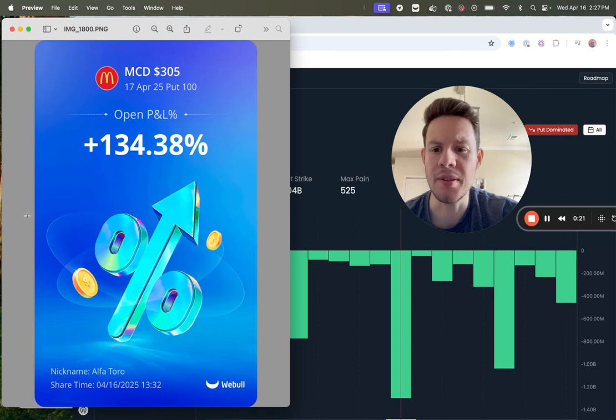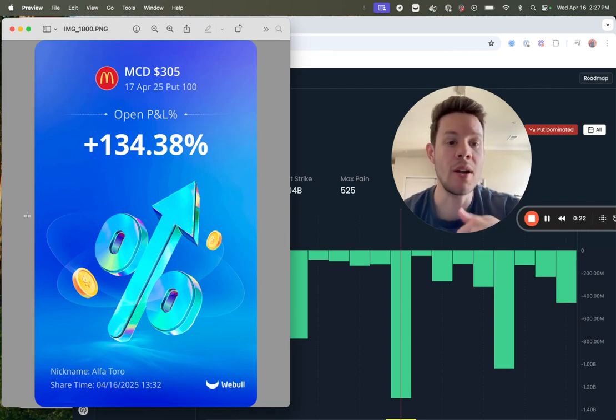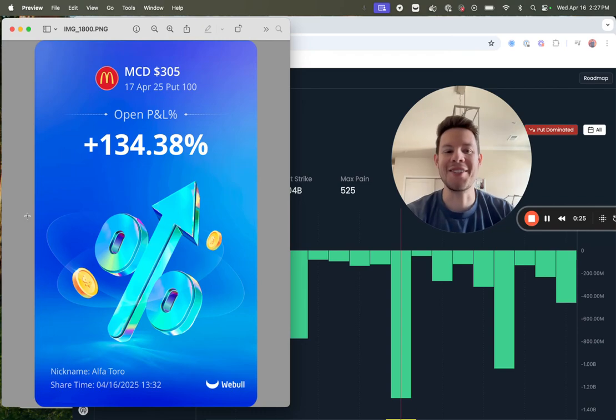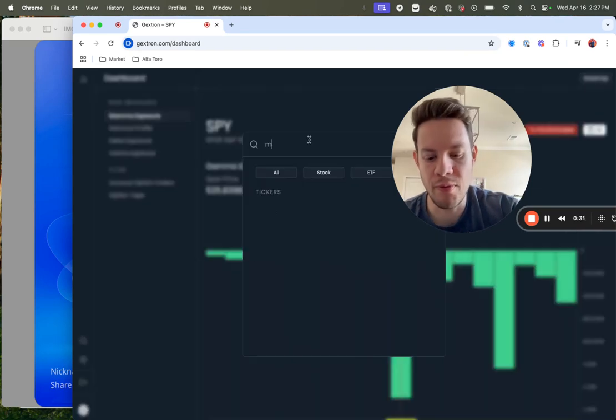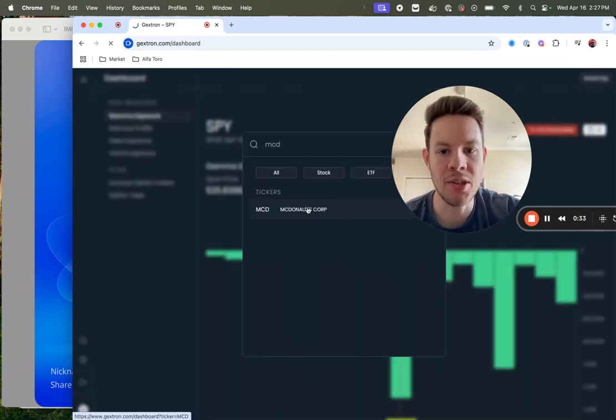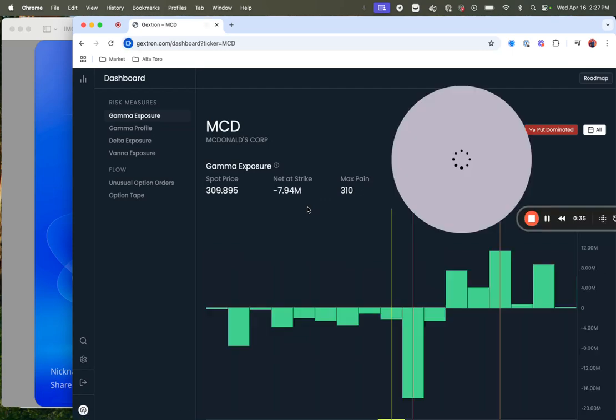Let's break this down. We took two trades, one on CRM, which I didn't get a snapshot of, and the other one was McDonald's. I want to break down McDonald's first before we get into CRM, just to show you how the entry and exit were really planned.